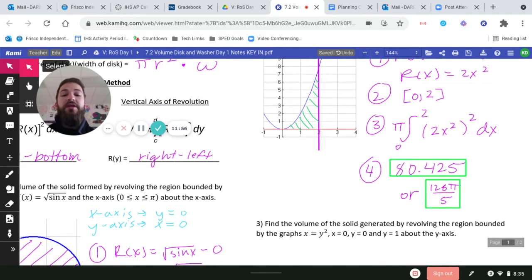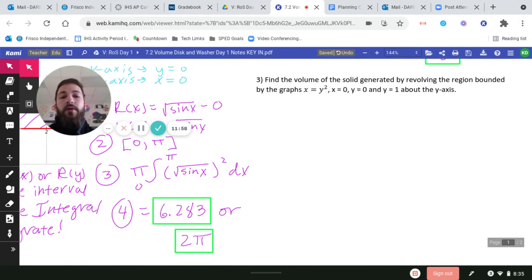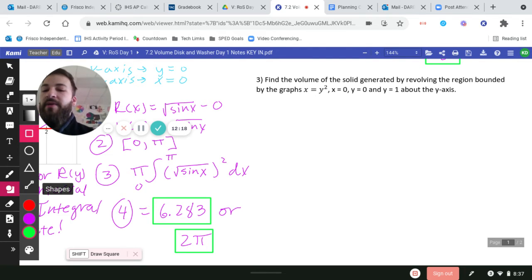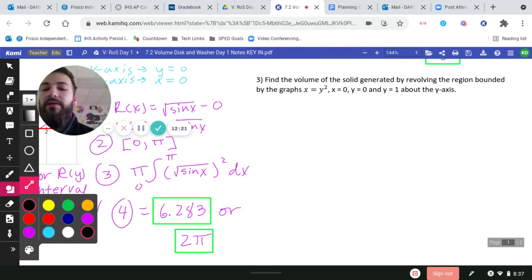All right, y'all. Let's look at another one, number 3. Find the volume of the solid generated by revolving the region bounded by the graphs of x equals y squared, x equals 0, y equals 0, about the y-axis. Okay, so we're now revolving about the y-axis, so things are just a little bit different. So just to make things a little easier, I'm going to add in a little curve for us real quick.